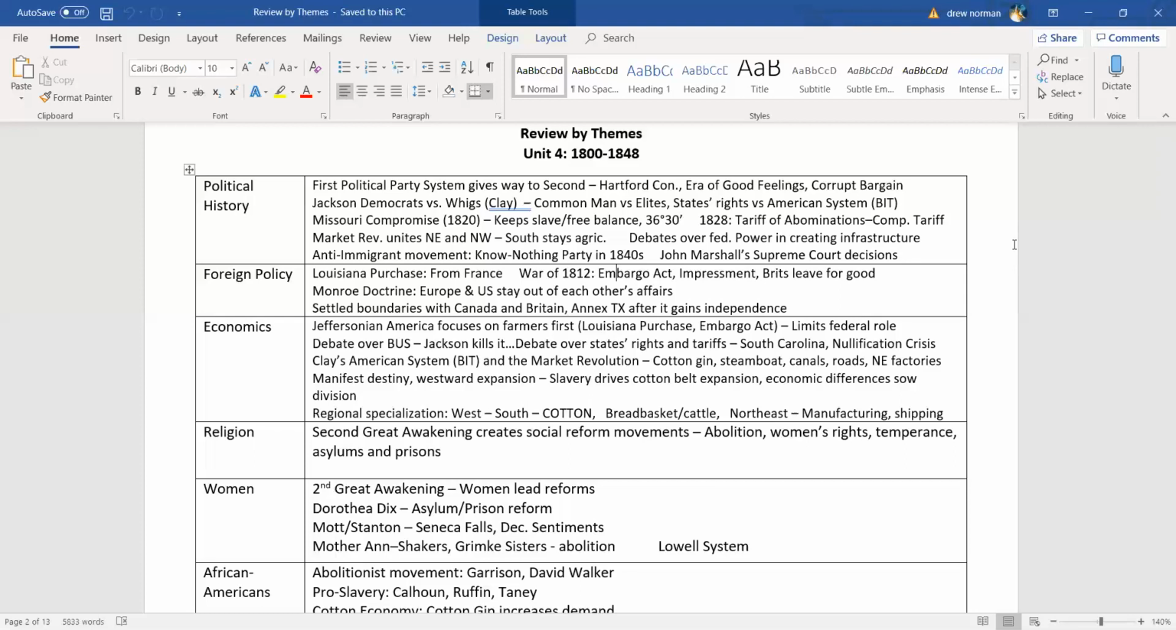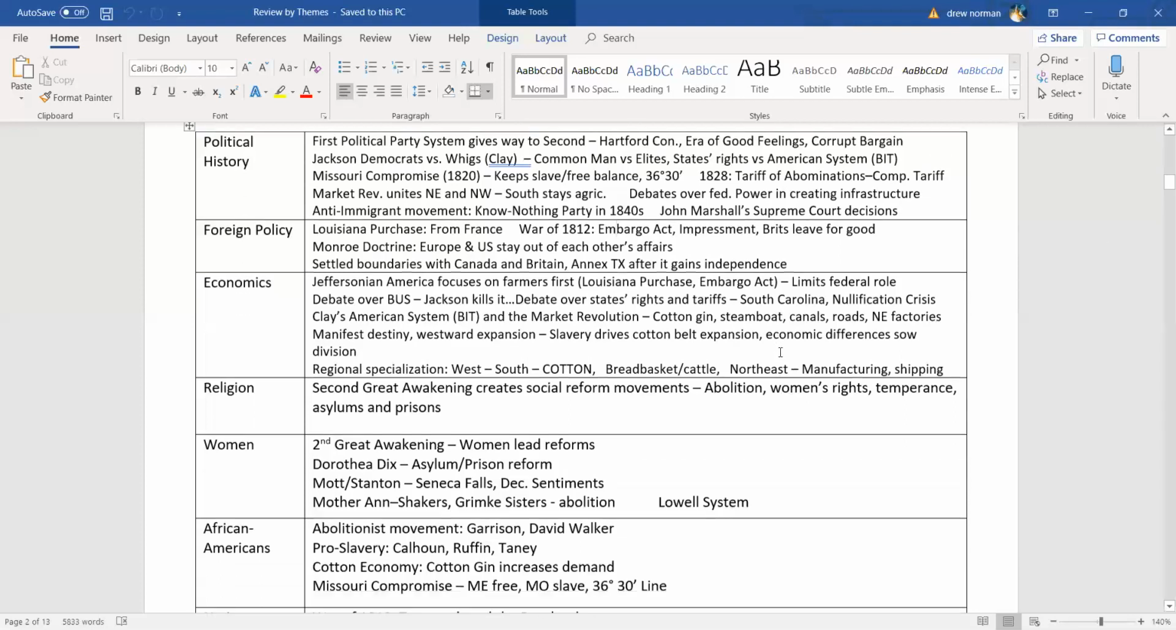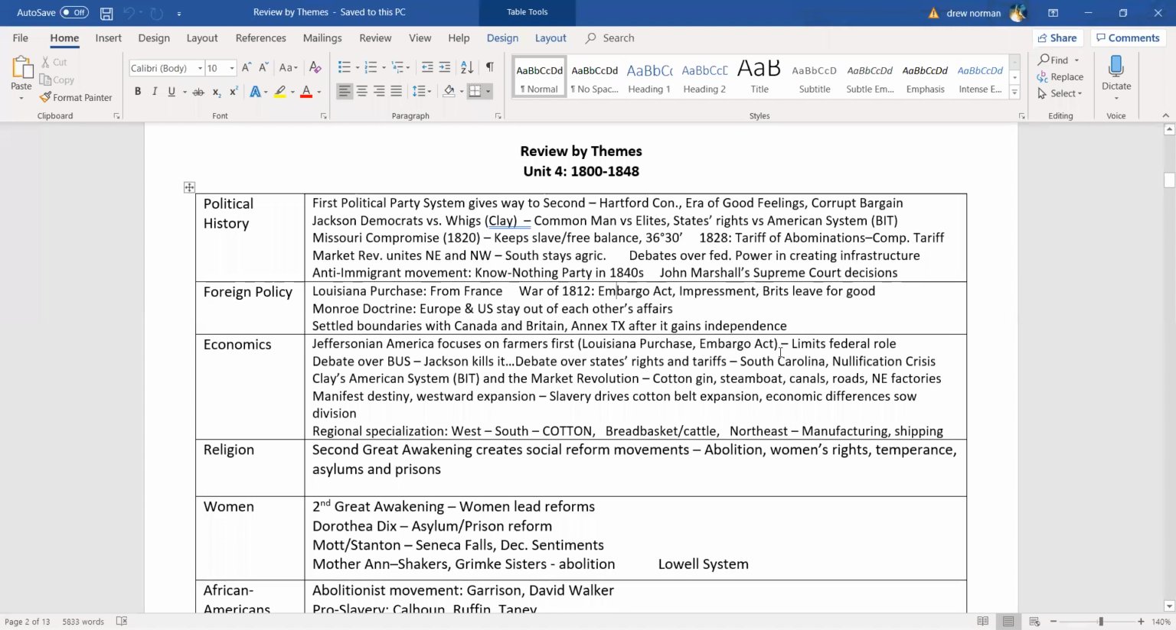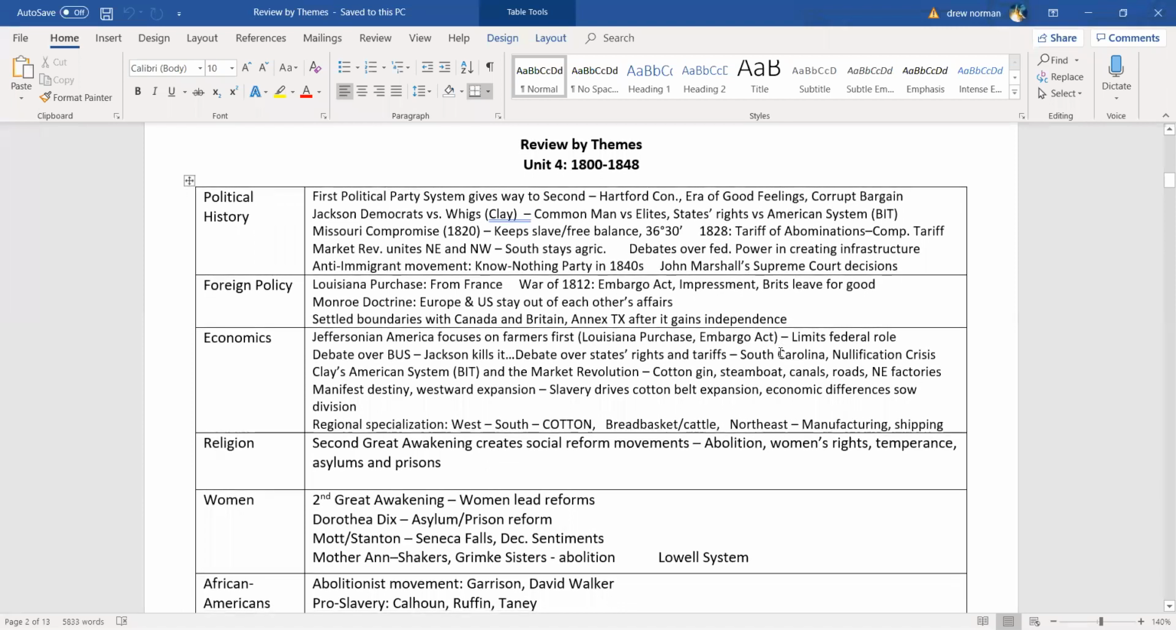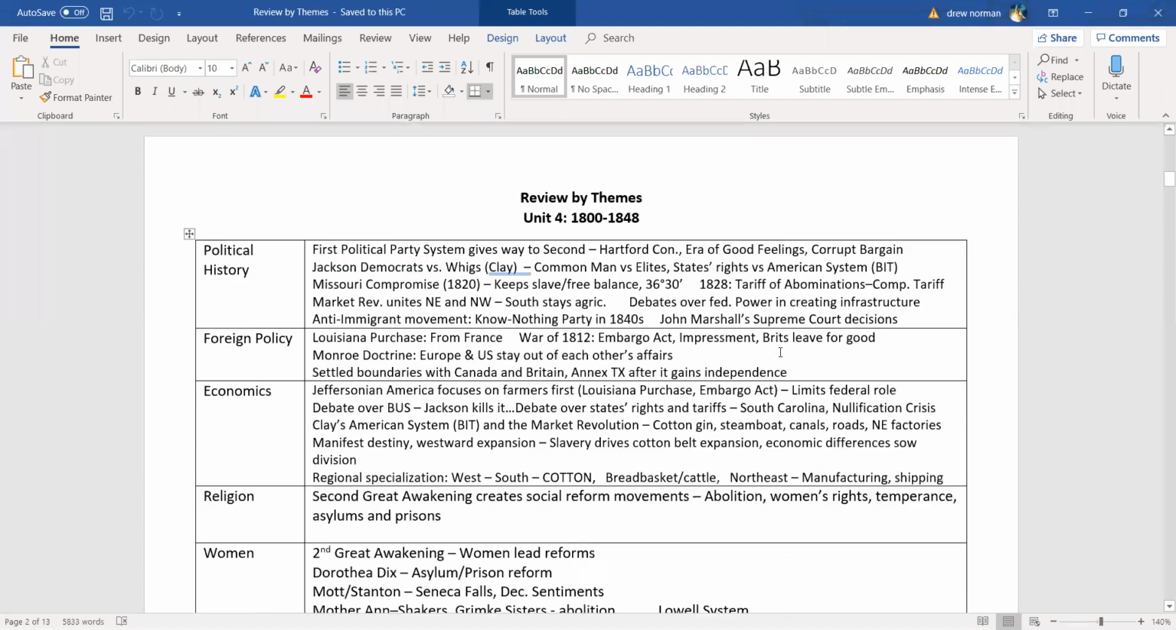The other major issue, of course, is the second political party system. How they're going to handle slavery is another issue. But the main theme of this is states' rights versus federal government as we try to figure out our new country. Okay? So if you have any questions, think about that, and you can ask me here in a second when we're done with the rest of the thing.